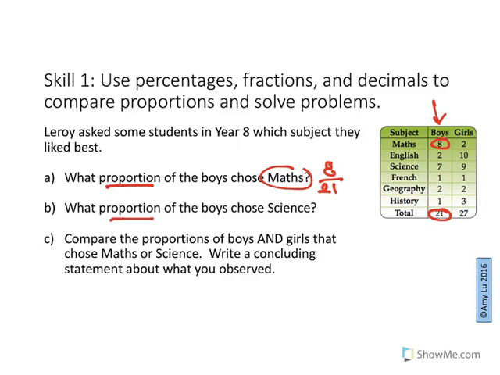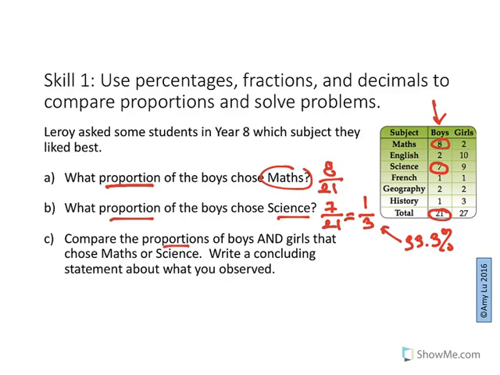What proportion of the boys chose science? 7 out of 21. And yes, you can simplify this by dividing by 7, which makes 1 out of 3. And directly we know that 1/3 should be 33.3%.